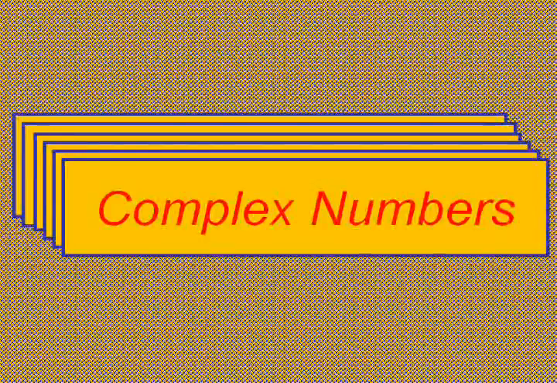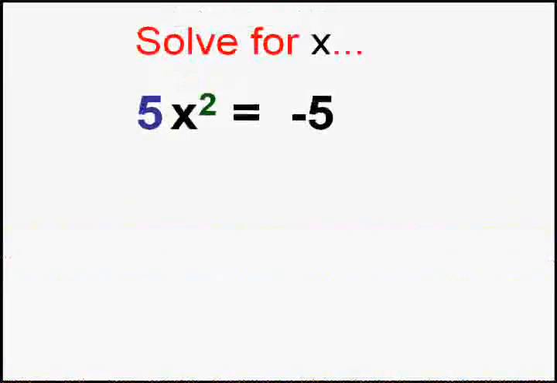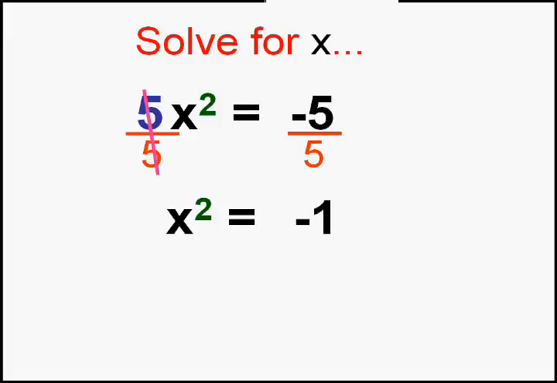I want to prepare you for something crazy that might happen when you're dealing with square roots or any kind of roots. Consider this equation. Let's try and solve it. I guess the first thing we do is divide both sides by 5 to try and isolate that x squared, wouldn't we? That's not too bad. And we get x squared equals -1. Okay, straightforward. Now, how do we get rid of that 2?